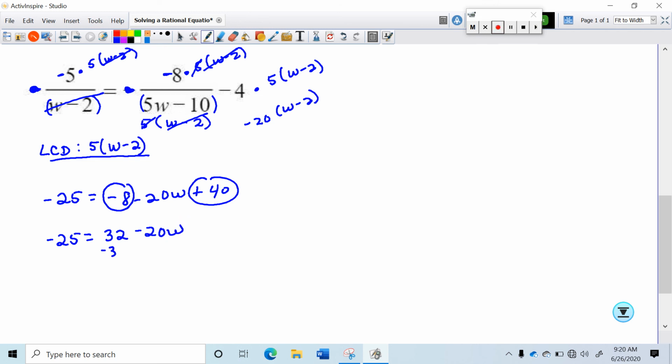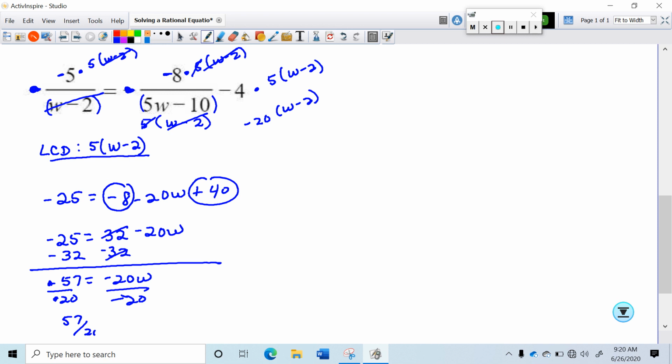I'm going to subtract 32 from both sides. So I get a negative 57 equals negative 20W. Divide both sides by negative 20. So negatives cancel. 57 over 20 equals, top cancels with bottom, W. Now since this is a fraction, technically you have to test it against the denominators, but since it's a fraction, 99% of the time that fraction is going to be your answer. So 57 over 20.